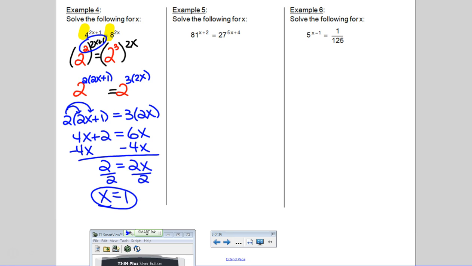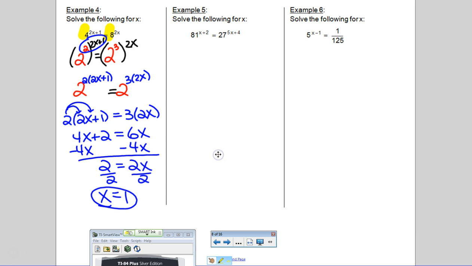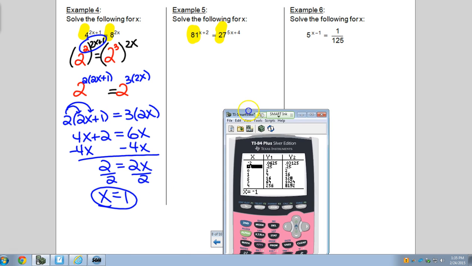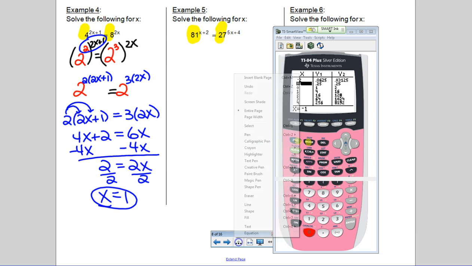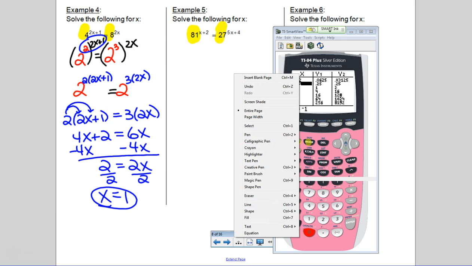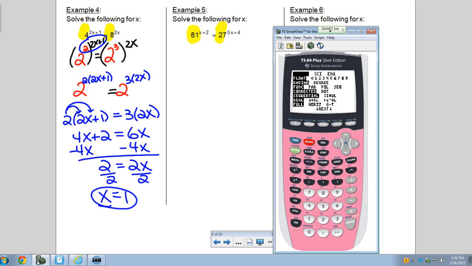Okay, problem number 5. I have my base numbers again. 81 and 27 is what I want to focus on right now. So this one maybe is a little harder. You can again guess and check. Some of you guys might know right now what the common base is. Once you start practicing this a lot, you'll find that it actually gets easier to determine what the base is.